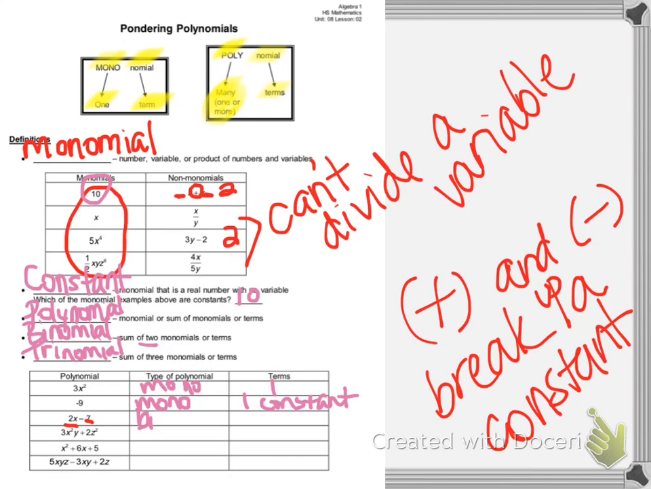Okay? The next one, 2x squared times y plus 2z to the third power, that is going to be a binomial as well. And then the next one, x squared plus 6x plus 5 is going to be a trinomial because there's 3 terms. And the last one, 5xyz minus 3xy plus 2z is going to be a trinomial there because there's 3 terms as well. Okay?